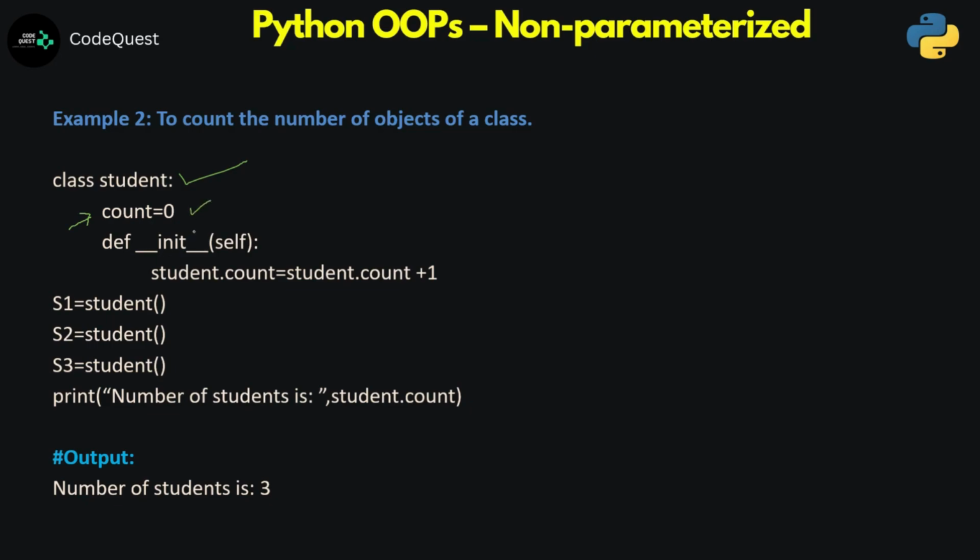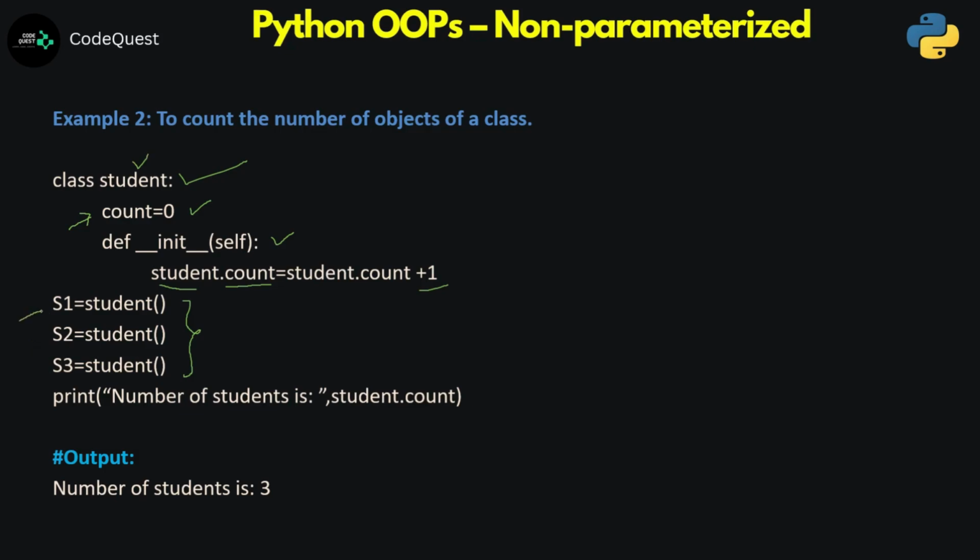Now we have defined this default constructor, or I can say non-parameterized constructor, where each time this constructor is called, we are just trying to increase the value of this count by 1. Because it is a class variable, I am accessing it with the help of the class name. Now with these three lines, we just created three different objects of the class Student: s1, s2, s3.